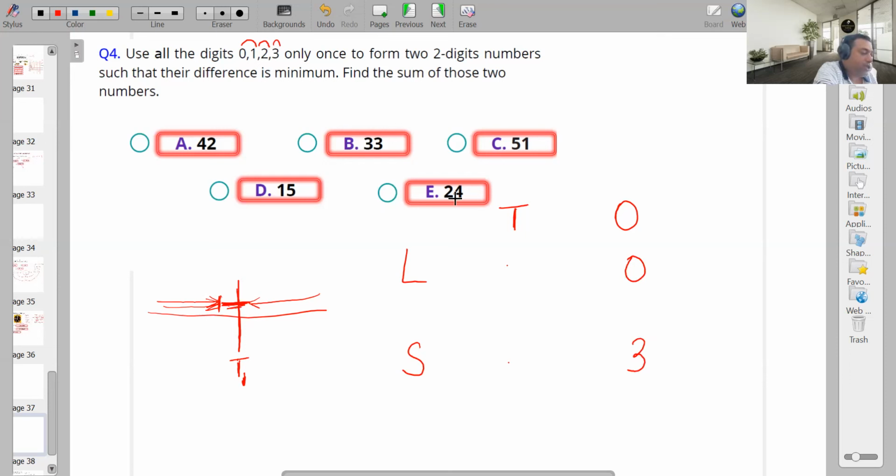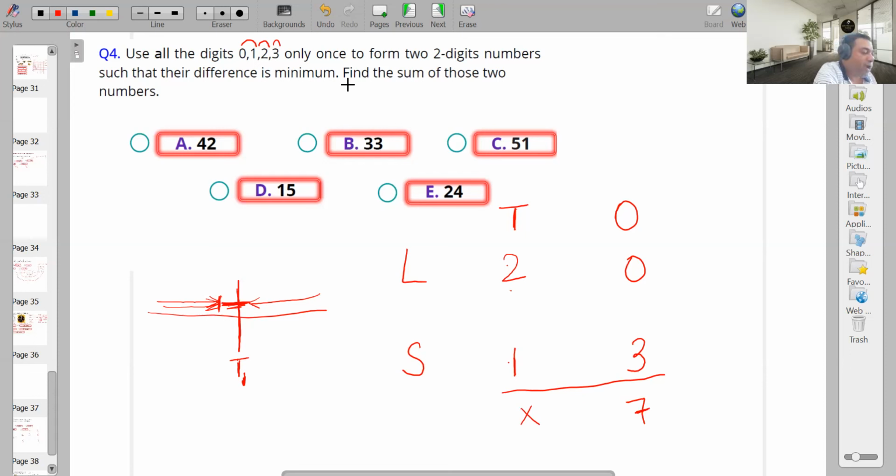Now the digits left are 2 and 1. We can put the larger digit here and the smaller digit here. And this satisfies our condition that the difference of the tens place digits between the two numbers is only 1. So 2 and 1 are left, so 2 minus 1 is 1. So we'll see that the difference here is 7. This will be the minimum difference between the two numbers, which is 7.